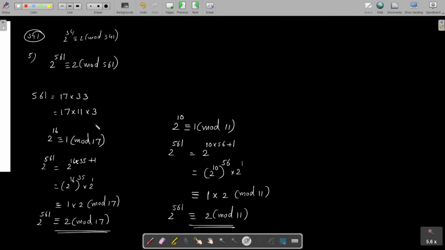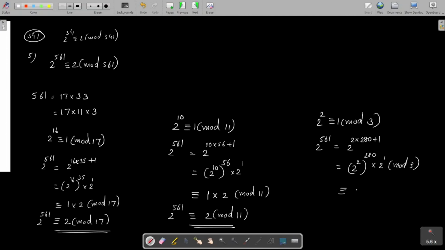Now we have to consider this 3 here. Since 3 is a prime, you may write 2 raised to 3 minus 1, that is 2 square is congruent to 1 mod 3. We know 4 minus 1 is a multiple of 3. Okay. So we write 2 raised to 561 is equal to 2 raised to 2 into 280 plus 1. This is equal to 2 square raised to 280 into 2 raised to 1 mod 3. And this is congruent to 1, since 2 square is congruent to 1 mod 3. So we have 1 into 2 mod 3. And we may conclude that 2 raised to 561 is congruent to 2 mod 3 also.